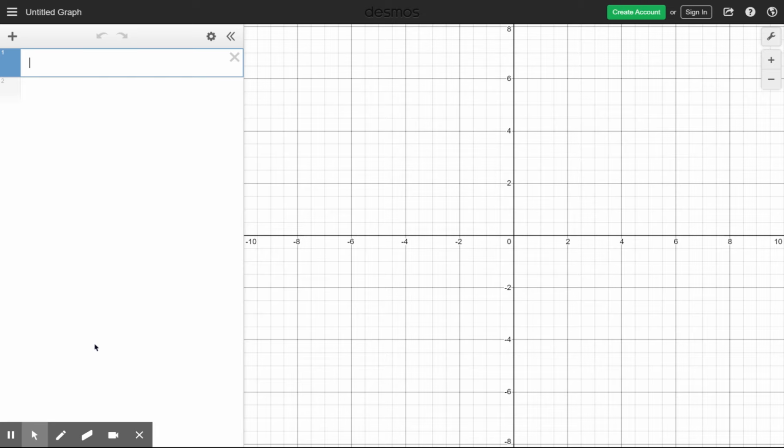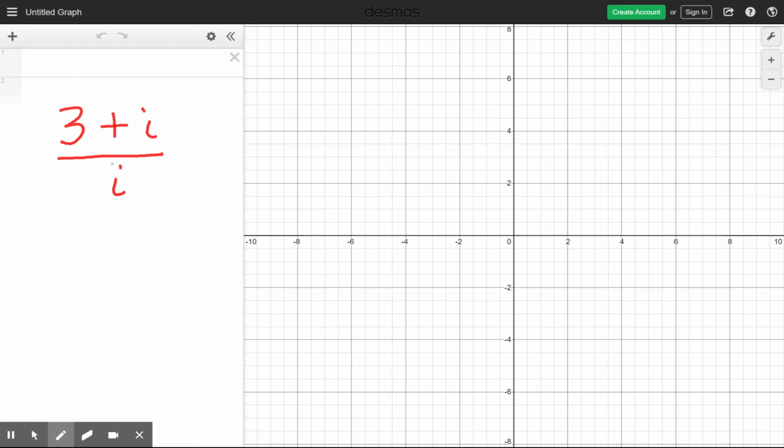In this example, we'll be looking at how to simplify a division of complex numbers problem. Let's say that you have the problem (3 + i) divided by i. In order to simplify this, your goal is to get a real number in the denominator.